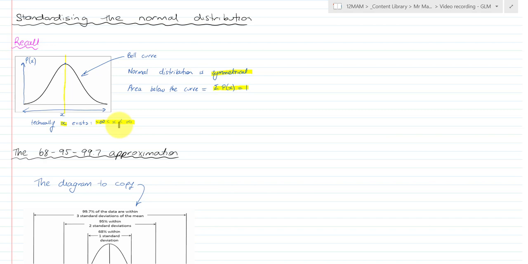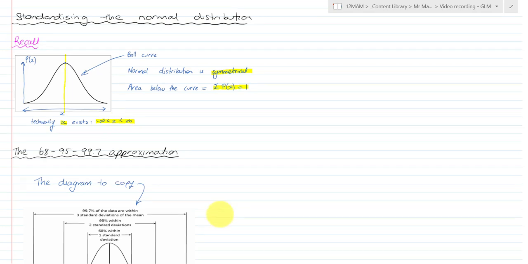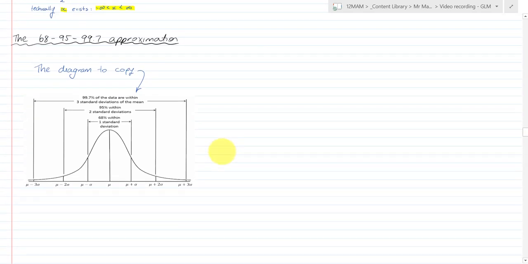Now, we've got first of all the 68, 95, 99.7 approximation. And here's a diagram you may wish to copy. So you could pause the video now and copy it. In essence, though, if you do the calculation, this is the probability that z is between -1 and 1, and it's about 68%. In fact, we did that in the example in video 1, and we got 68 point something percent.